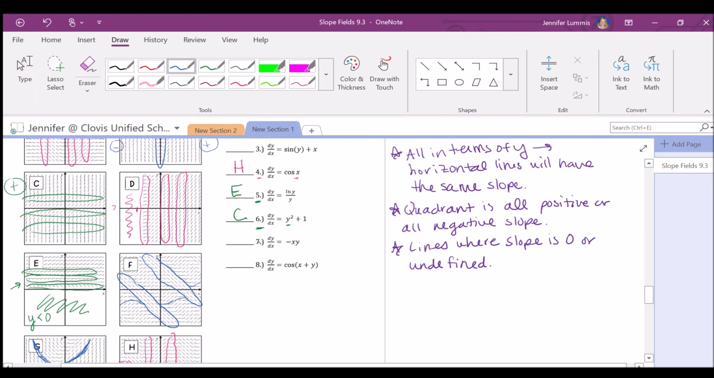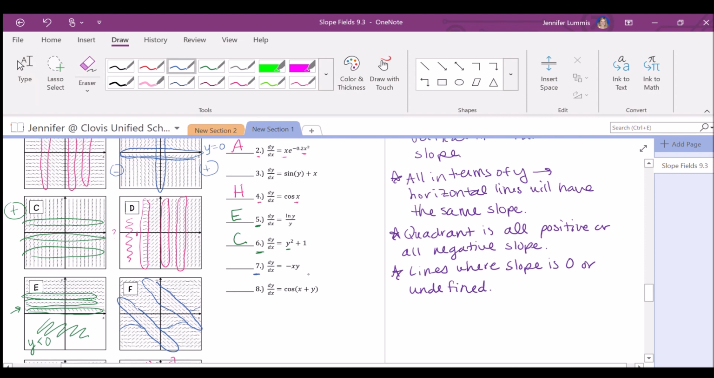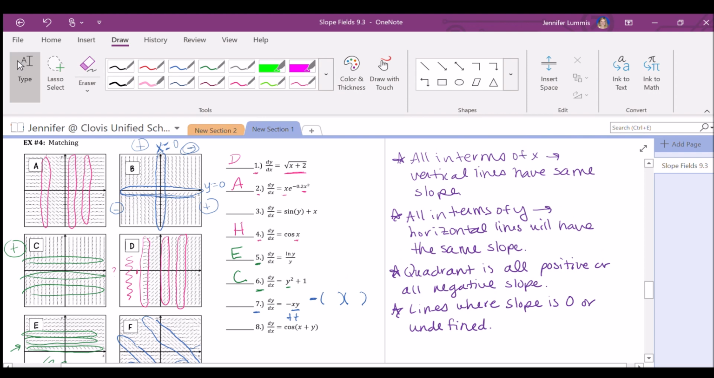Number 7 says negative x times y. So this should tell me that if I take the product of my negative and the value of x and the value of y, it'll determine the value in each quadrant. So in quadrant 1, when x and y are both positive, I would have a negative product. In quadrant 2, where x is negative and y is positive, I would have a positive. And so this is what was happening in the graph for part B.